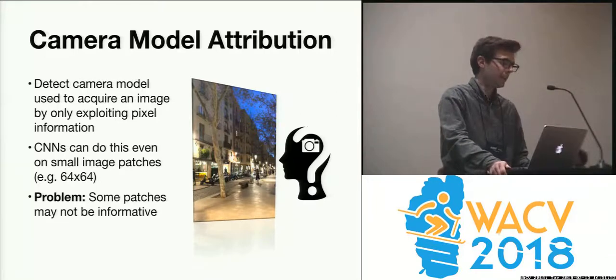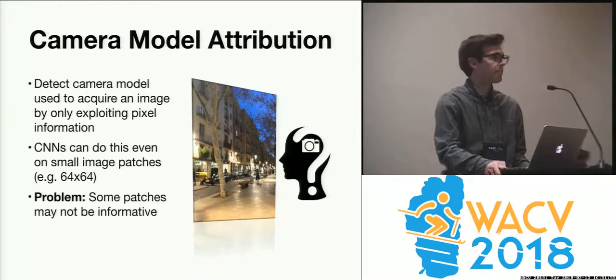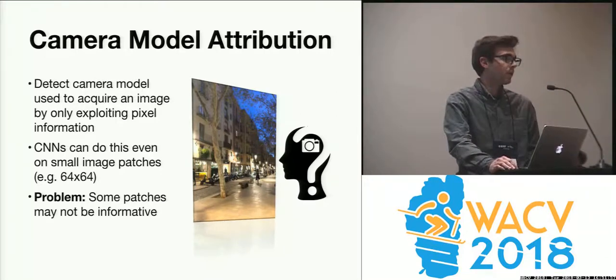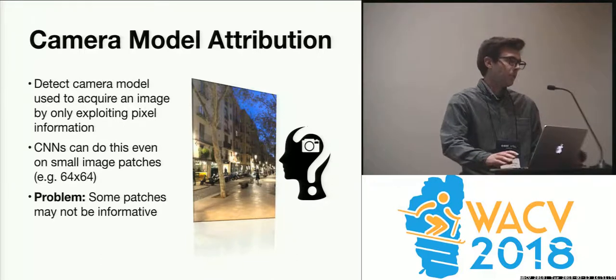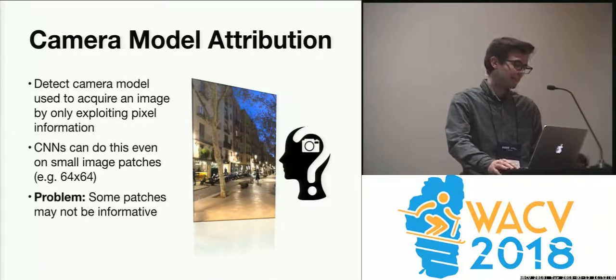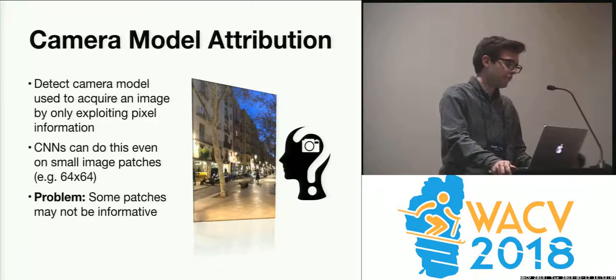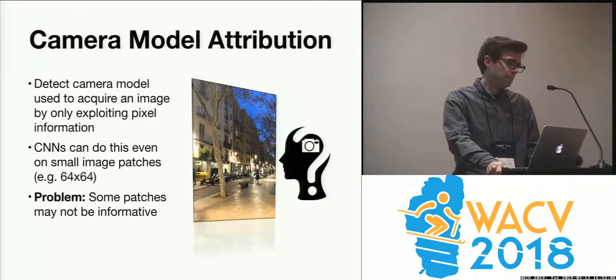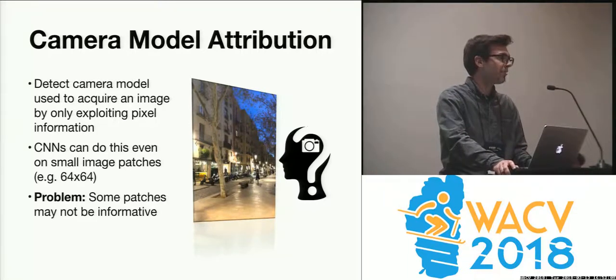Basically, it's just detecting which camera model has been used to acquire an image just by looking at the pixel information on it. We don't look at JPEG headers. We don't look at text with information, just the pixel distributions on the image. Extensive forensic literature has shown that CNNs can do this very well even on small image patches.